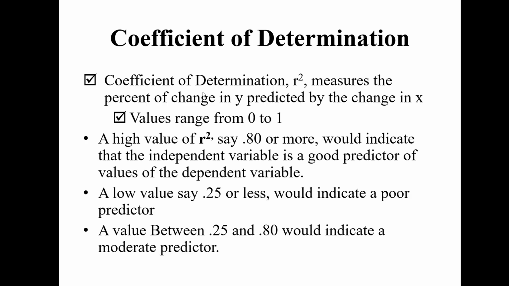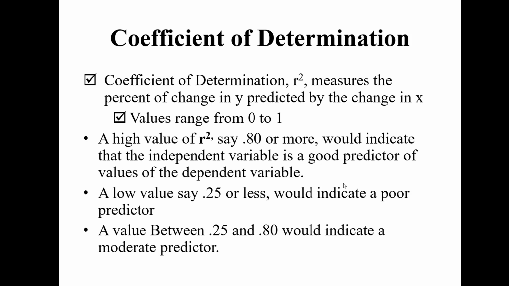Okay, the coefficient of determination value is also very high, which shows that a high value of R square, say 0.80 or more, would indicate that the independent variable is a good predictor of the dependent variable. So the coefficient of determination shows that both independent variables, x1 and x2 in this case, are good predictors for the dependent variable salary. So from this example it's clear that when the score in the test is very high, they will give you a good salary.